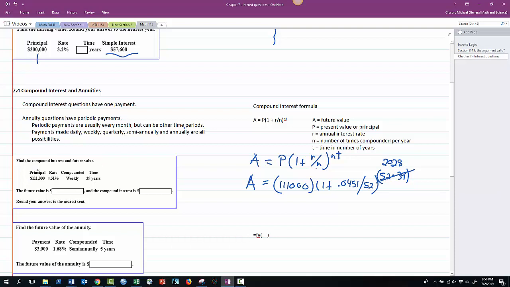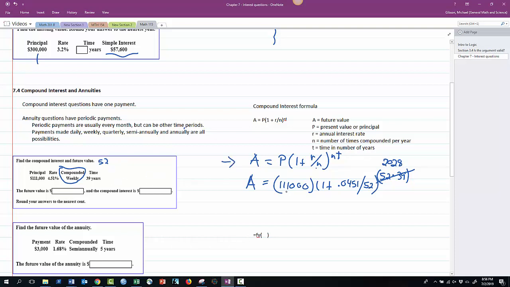So here they tell us the principal, the rate, compounded weekly. So compounded weekly, how many times per year would that be? Well, that'd be 52, right? And the time is 39 years. So we come over here, I just recopied the formula, and let's plug it in.